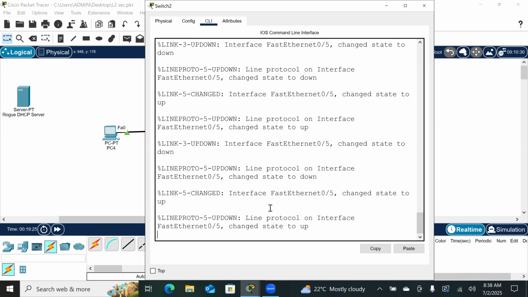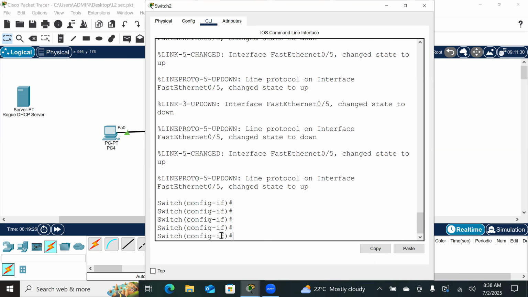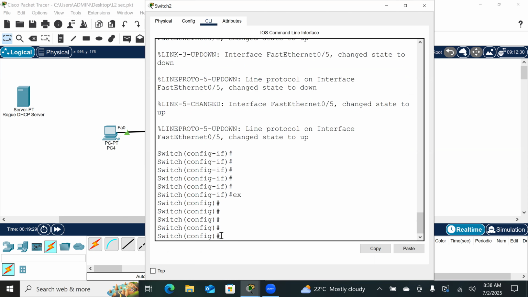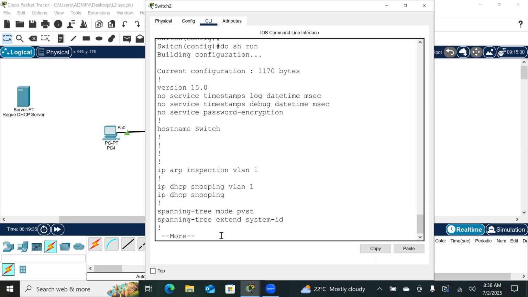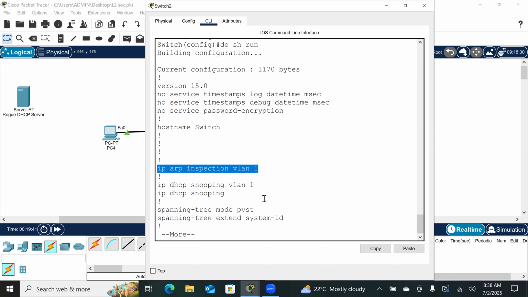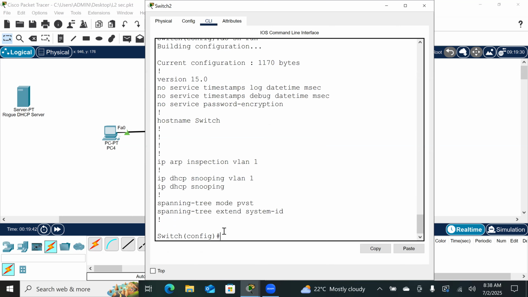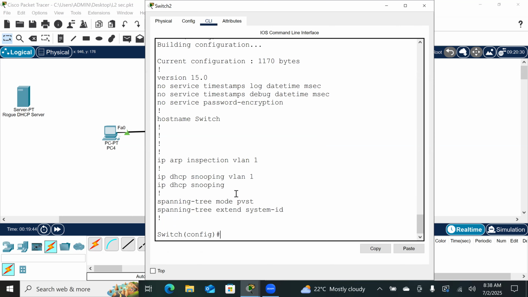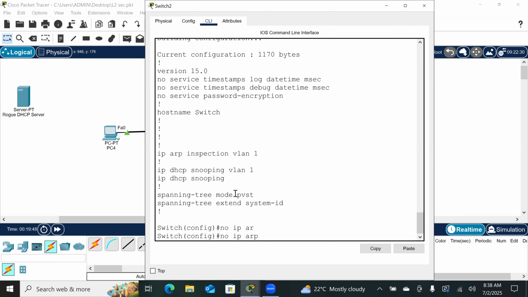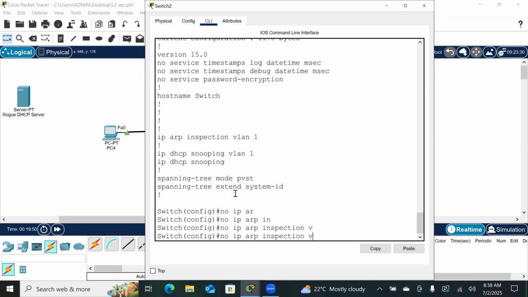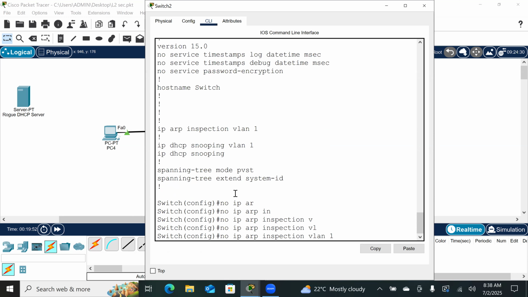Is our dynamic working here? So running, yeah, because of this. Okay. Let's say no for that one. No IP, VLAN 1.